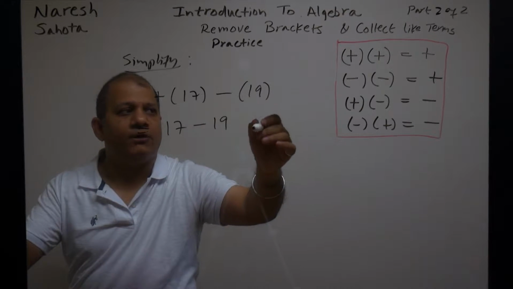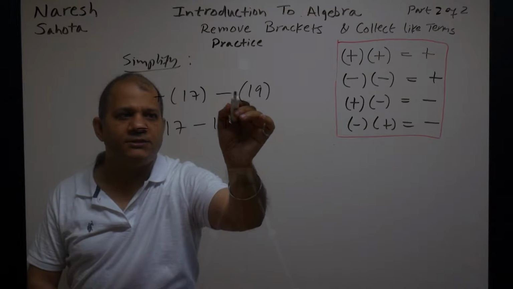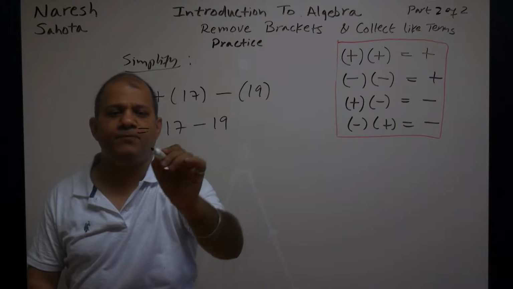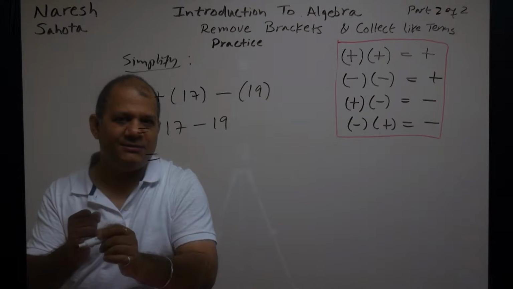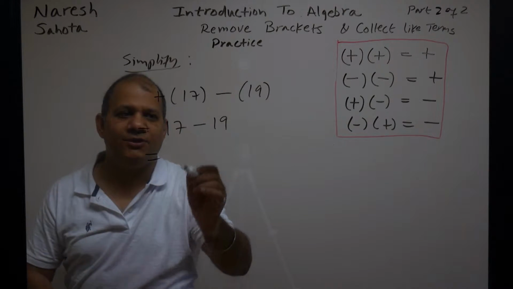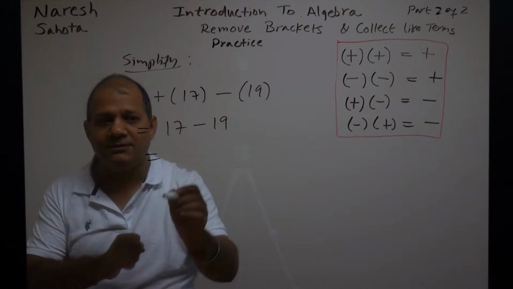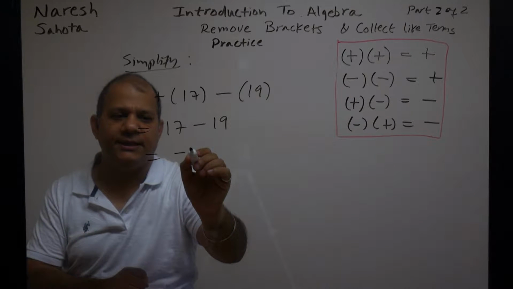Okay, let's go back to our first principle and just double check. Negative times positive is negative. 1 times 19 is 19. And now 17 take away 19. From 17, we don't have enough fingers to subtract 19. But we can subtract 17 from 19. The answer is 2. But because we're subtracting a bigger number from a smaller number, the answer is negative 2.